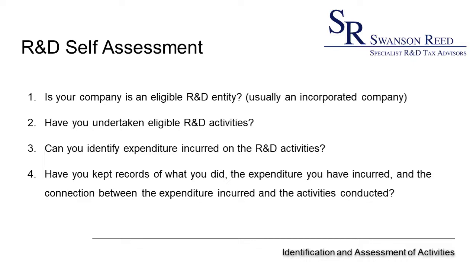The recommended self-assessment process for claimants in the AusIndustry guidance is as follows. Firstly, consider if your company is an eligible R&D entity. This usually means an incorporated company, not a trust, sole trader, or partnership.